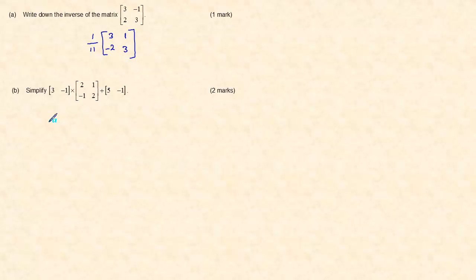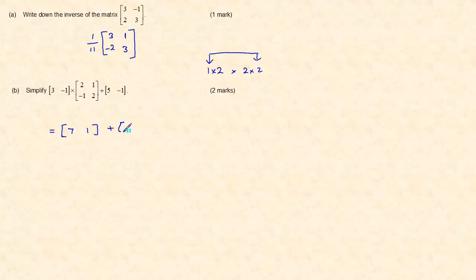We now want to simplify this. So starting here with 3, negative 1 times this matrix. So what we have is a 1 by 2 matrix, and we're multiplying it by a 2 by 2. So we can do that, and our product will be 1 by 2. So 3, negative 1 times the left column is going to give me 6. Add 1, so that's going to be 7. And then times by the right column is going to give me 3. Take away 2 is 1.